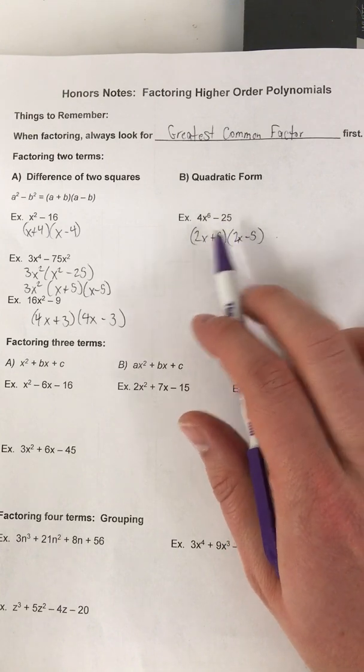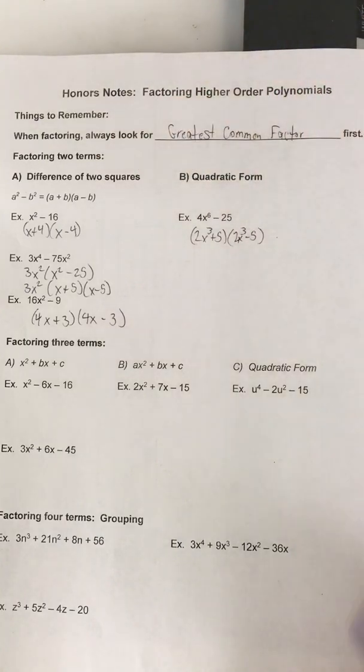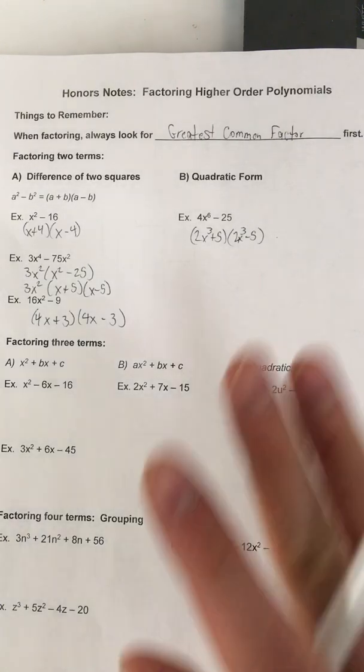What would I need on both of these x's? I need x to the thirds. 2x to the third and 2x to the third would multiply to give me 4x to the 6th. All right, that's when you have two terms.